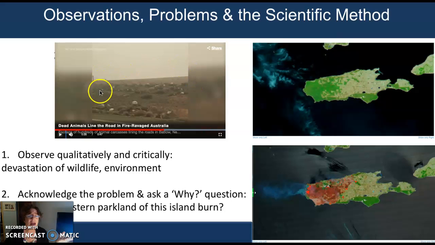It killed thousands upon thousands of animals who had nowhere to go. And so I had my observation here, and I had my why question. Why did the western parkland of this island in the middle of the Indian Ocean burn? Islands are supposed to be pretty well hydrated. Why did it burn? So I had my why question.